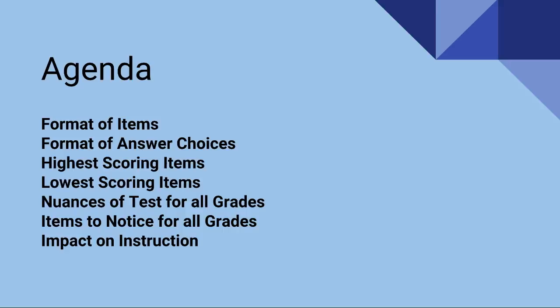So what's our agenda? We're going to look at the format of the items and answer choices. We're going to compare the highest scoring items to the lowest scoring items. Look at the nuances of the test for all grades and especially Grade 3. And then look at some items that we need to notice for the grades. And then throughout this presentation, I'm going to be asking you, what is the impact on your instruction?